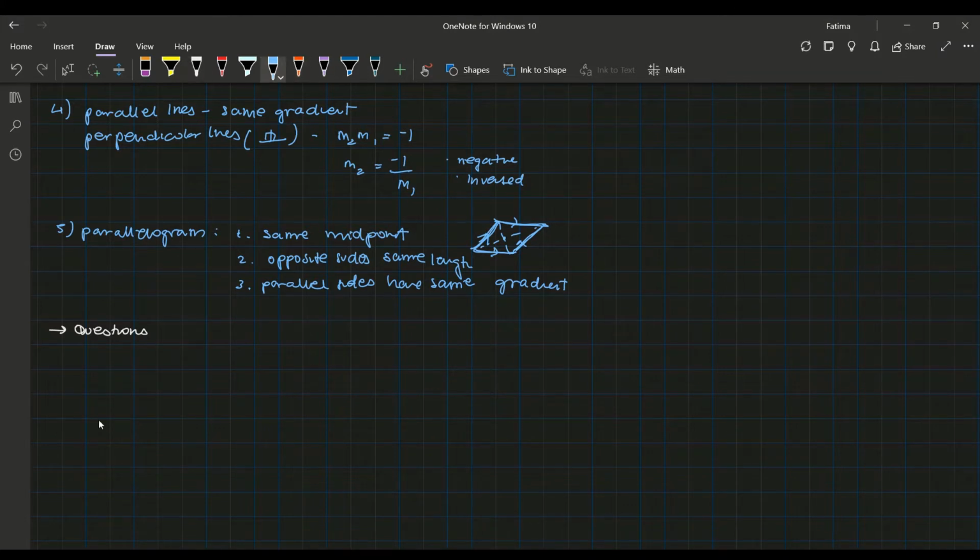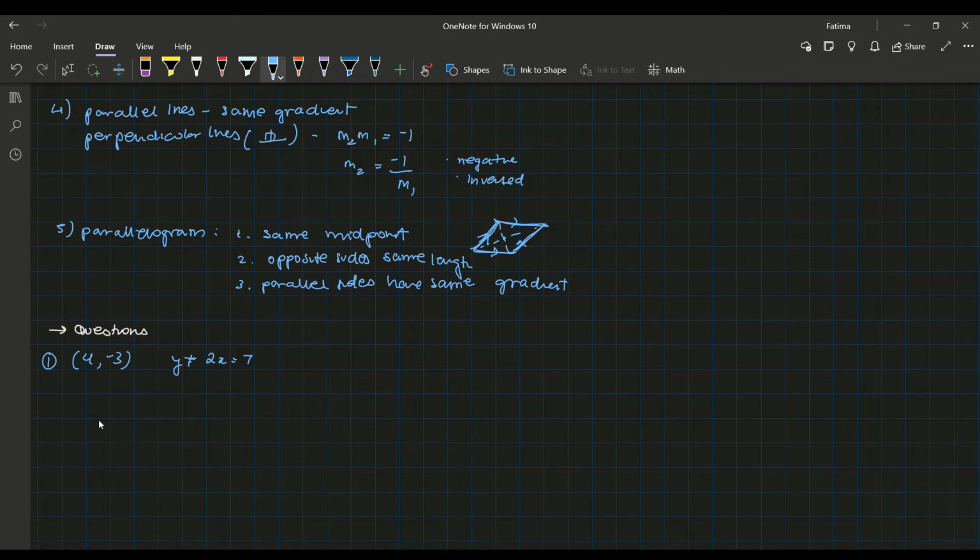So the first question, we have to find the equation of a line that passes through the point (4, -3), and it is parallel to y plus 2x is equal to 7. So to find the equation of this line, we'd need its gradient and its intercept. But we can't calculate the gradient using the usual formula y2 minus y1 upon x2 minus x1 because we're only given one point. You would need 2 points to use that formula.